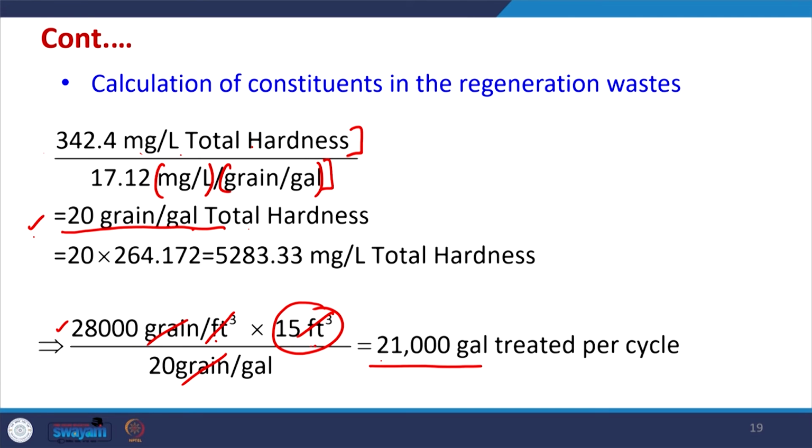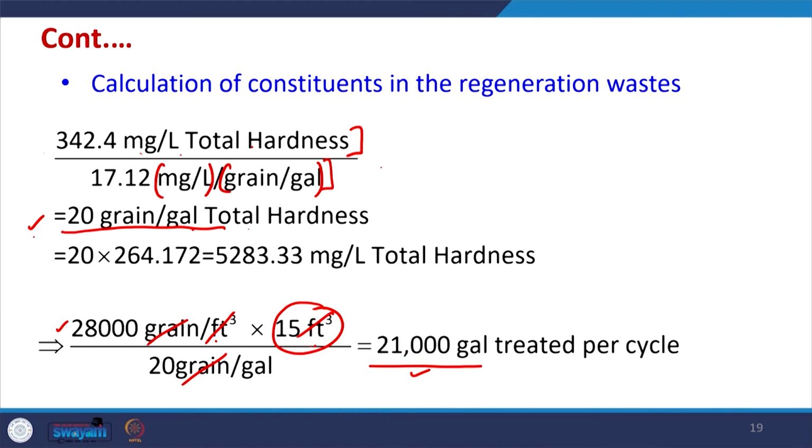So, we know by calculation that 21,000 gallon of water will be treated in this system per cycle, because the total hardness in the water is 342.4 and it can be removed fully, because we know only 15 feet cube of the resin is being used. So, this is the calculation we can perform.